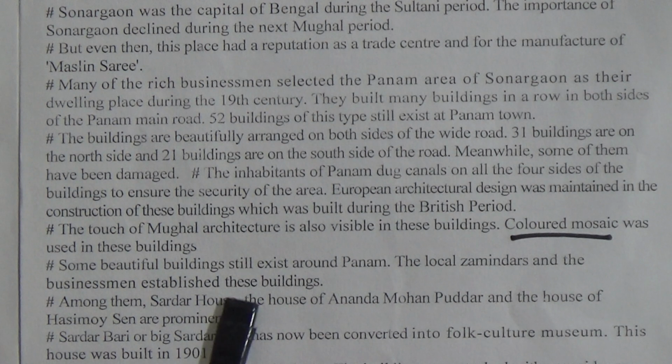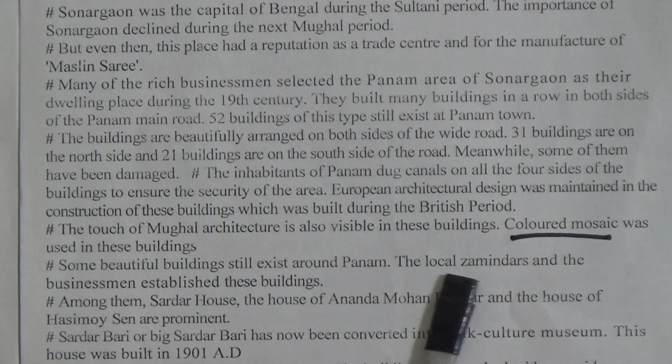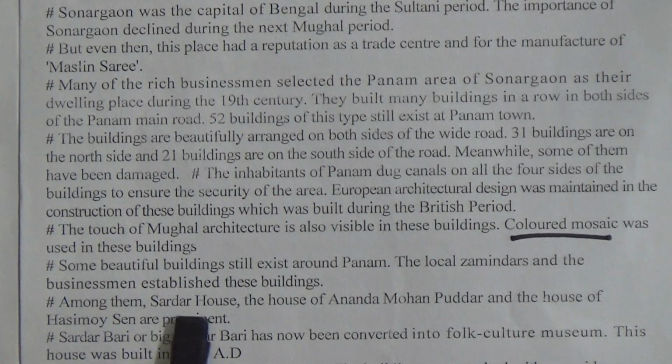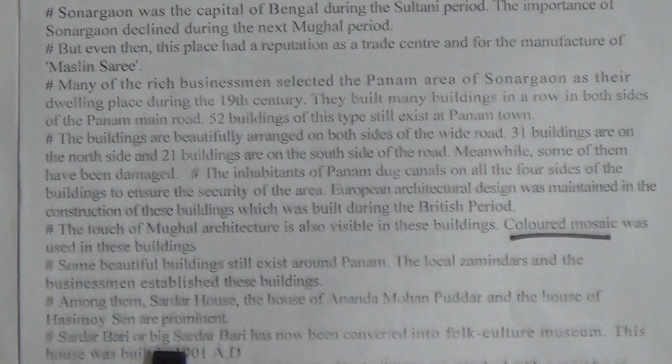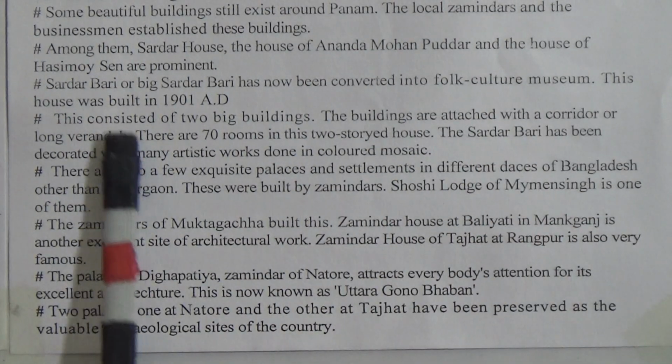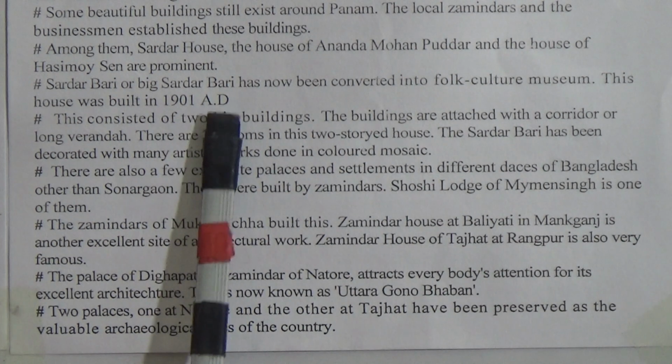Some beautiful buildings still exist around Panam. The local jomindars and the businessmen established these buildings. Among them, Shodar House, the house of Ananda Mohan Poddar, and the house of Hasimoni Sen are prominent. Shodarbari or Big Shodarbari has now been converted into a folk culture museum. This house was built in 1901 AD.